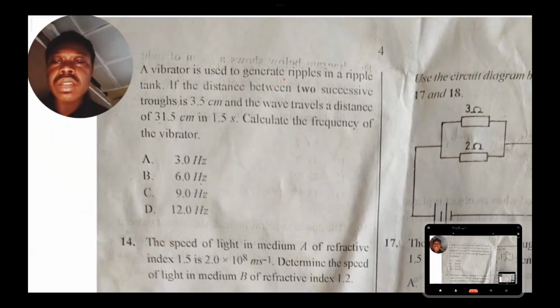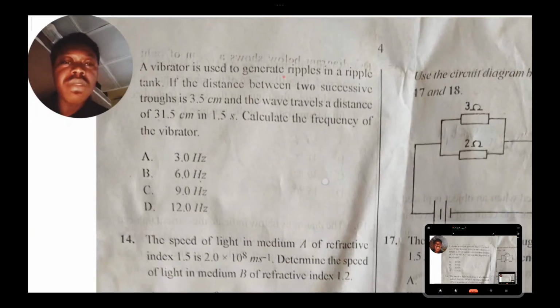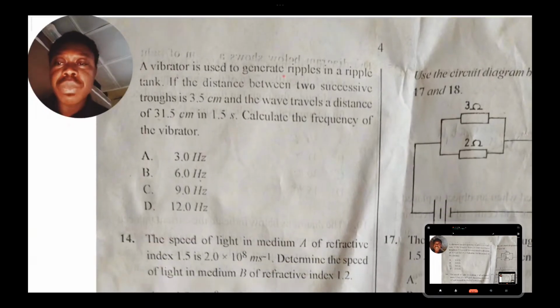Now, in our last class, we stopped at question 12. If you have not watched our previous episode, I've given you tips and tricks on how to answer physics questions and what to expect from physics exams. So please do well to watch our previous videos because they are going to help you pass your exams perfectly.